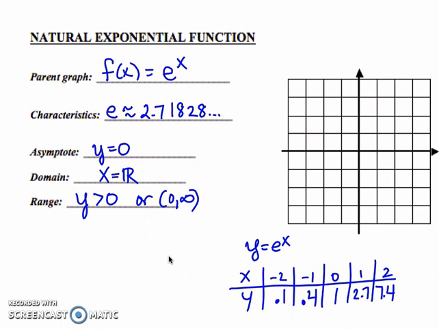So now I'm going to go ahead and plot these points: -2, 0.1; -1, 0.4; 0, 1; 1, 2.7; and then 2, 7.4 is way up there. So this one climbs a little bit faster than the graphs that we were plotting previously.